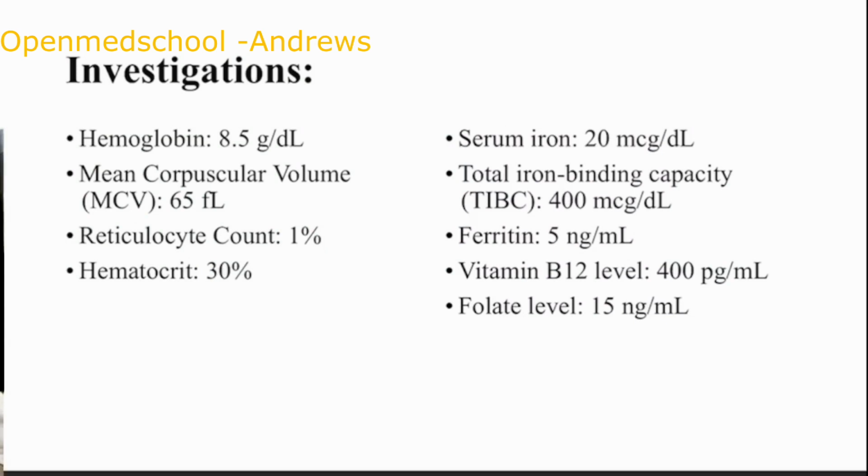Then we go for the basic investigations. Hemoglobin is 8.5. So you can say the hemoglobin is between 8 to 10, so the patient has a moderate anemia. MCV is 65. It is less than 80. So you can say the patient has a microcytic anemia. So it is a classical microcytic anemia.